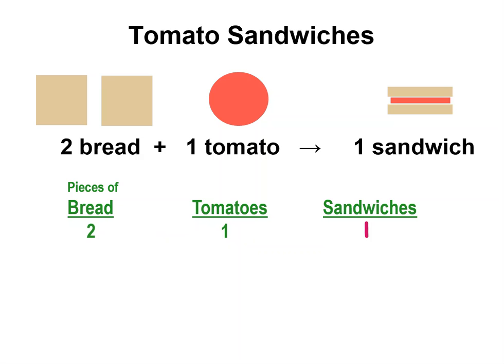Okay, well, what if I have 4 pieces of bread and 2 tomatoes? Well, I would have twice as much. I've kind of doubled my recipe. It looks like I could have 2 sandwiches. What if I have 6 pieces of bread and 3 tomatoes? Well, that's pretty easy. I could get 3 sandwiches.